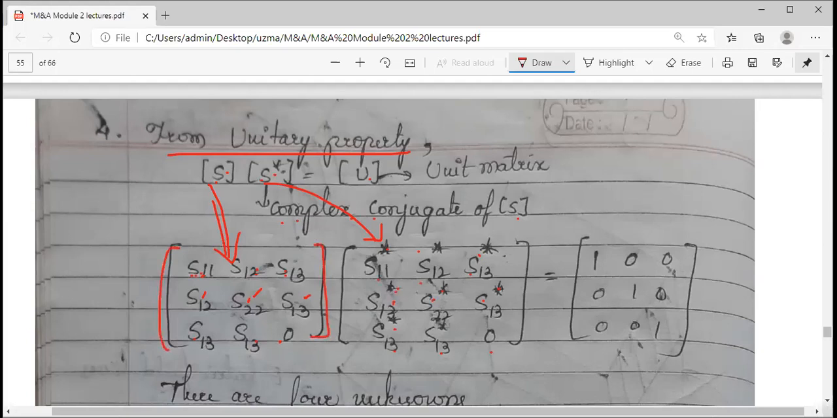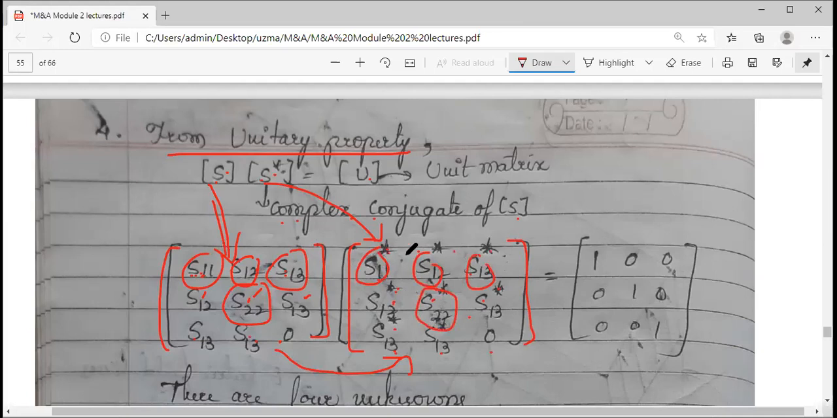matrix for H-plane T junction, which has 4 unknowns. First, second, third, fourth. 4 unknowns we have. This S star is the complex conjugate of the original matrix. So rewrite this matrix one more time, which has 4 unknowns. 3, 4. 4 unknowns are there. All remaining are repeated terms.